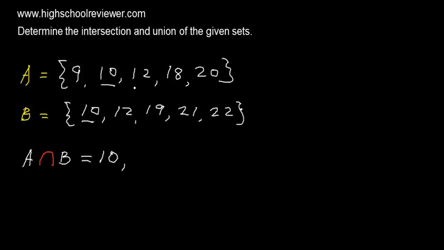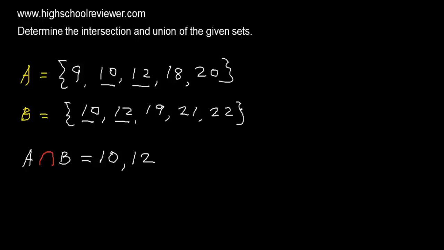And we also have 12. 12 is present in both A and B. We can write 12 here. There are no more numbers that belong to both A and B. Therefore, only 10 and 12 belong to the intersection of A and B.